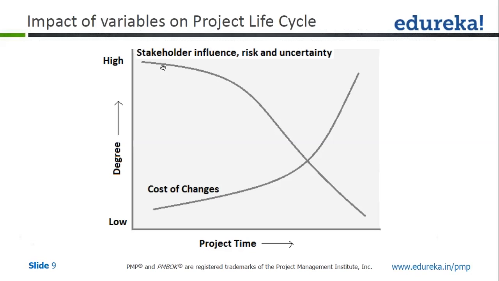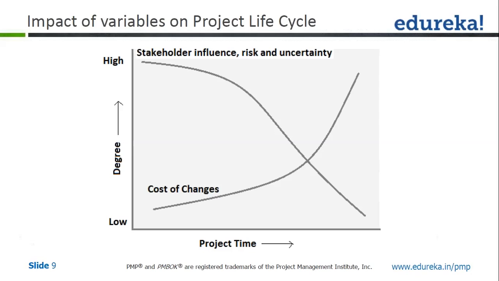Risk and uncertainty are very high at the beginning of the project. As the project approaches its closure, they go down. I think we all understand the word risk, but risk from a project management perspective is an event which, if it happens in future, will usually adversely impact the project. It is something which may or may not happen in future.